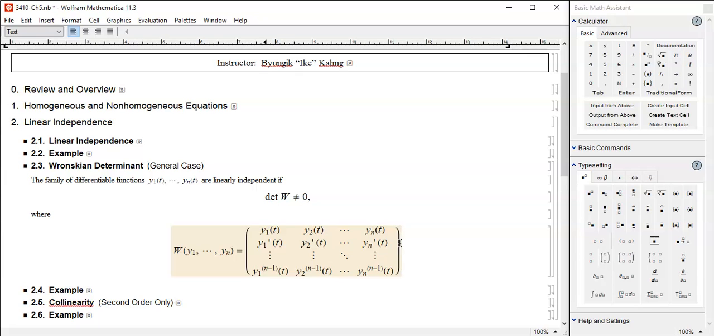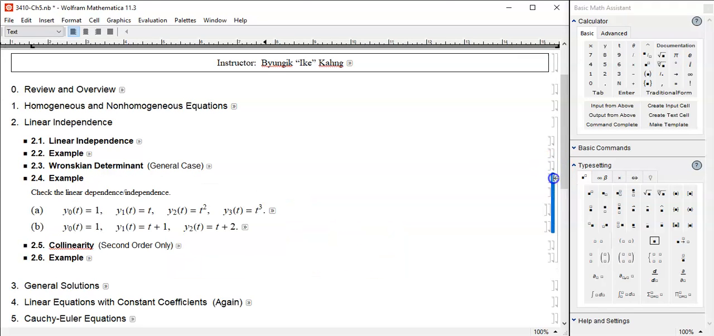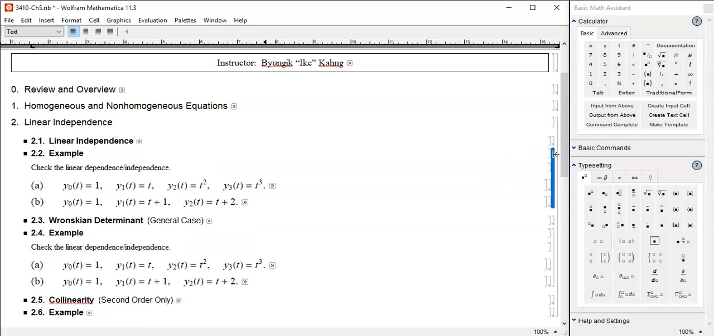Calculate this determinant. If the determinant is 0, then we have linear dependence. If the determinant is non-zero, then we have linear independence. Let's check that with an appropriate example, the same as the previous example.